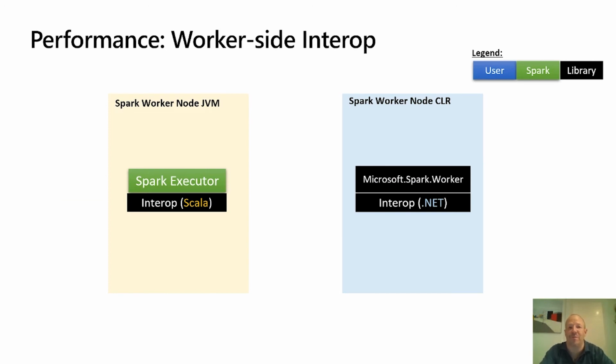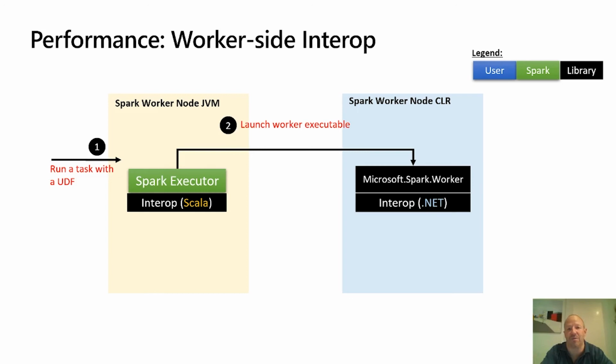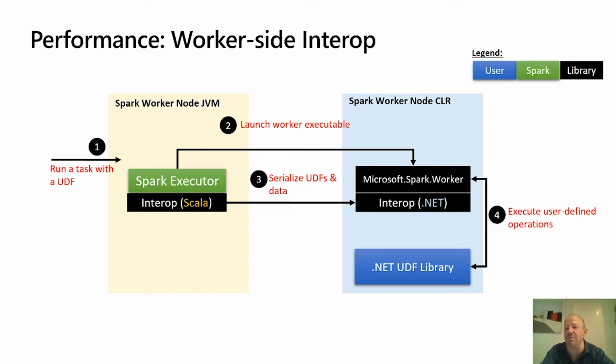Now, there are a few aspects to the performance. As I mentioned, the worker-side interop is a really core part that we have to address because we are running code in .NET. So if I have a task with a UDF, then it launches this worker executable, which is our Microsoft.Spark worker. It serializes UDFs and data on the Spark Scala side into the .NET environment, and then we execute the user-defined operations by calling into the .NET library that we provided that contains those user-defined functions. And then eventually we'll have to serialize the result back into Scala.